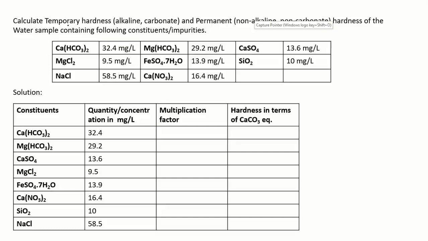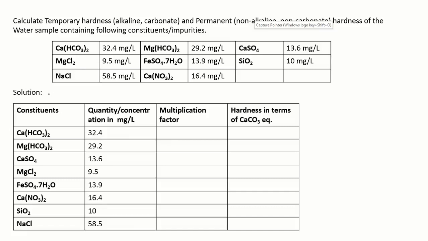The question is: calculate temporary hardness. We know that temporary hardness is also called alkaline or carbonate hardness, and permanent hardness is also called non-alkaline or non-carbonate hardness, of the water sample containing the following constituents or impurities. All the impurities are given in tabular form.